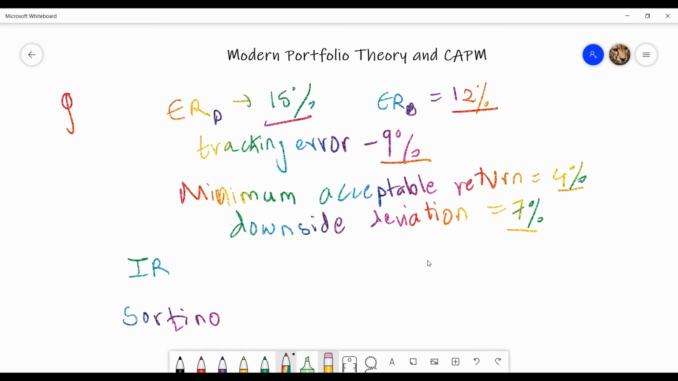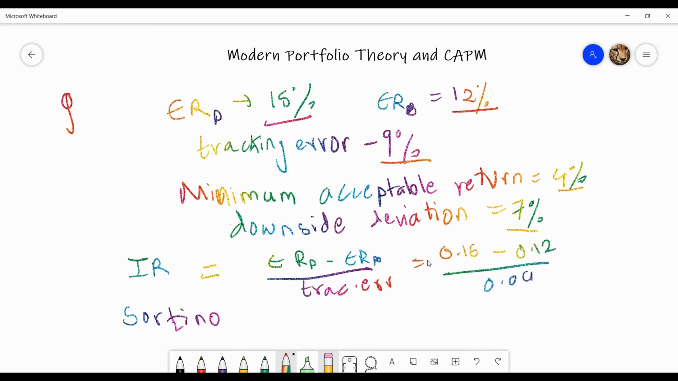Sortino ratio. So information ratio is nothing but expected return on your portfolio minus expected return on your benchmark, divided by your tracking error, right? So this then comes to 15%, which is 0.15, minus 12%, which is 0.12, divided by 0.09, which is your tracking error of 9%, and this amounts to 0.33. So information ratio is 0.33.